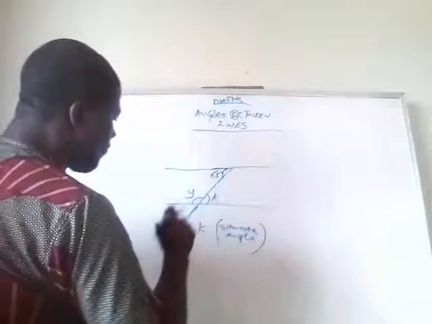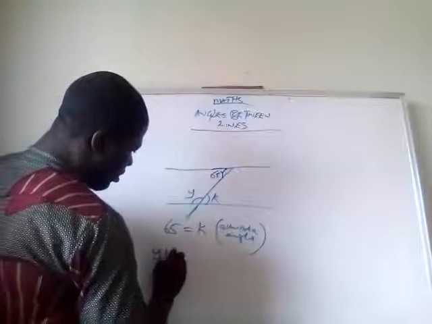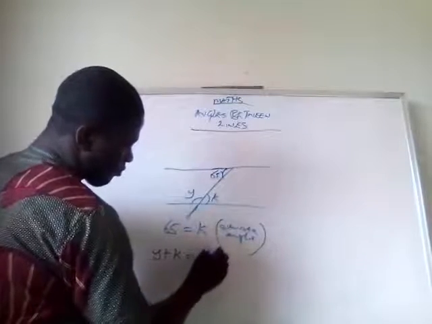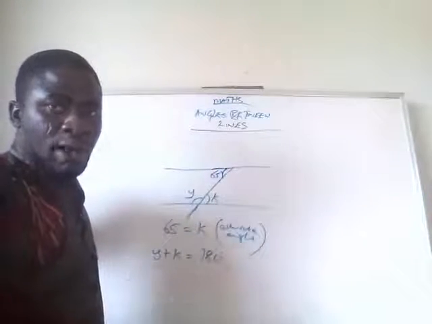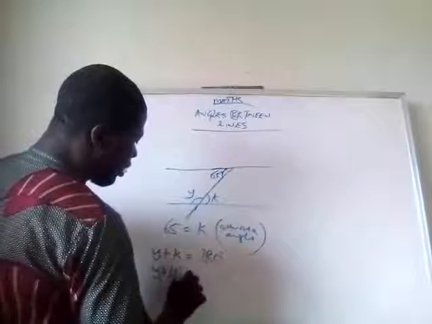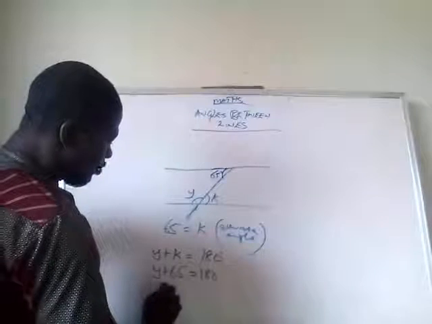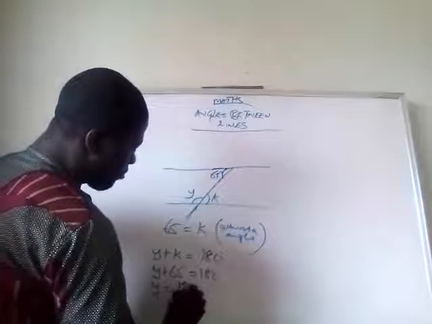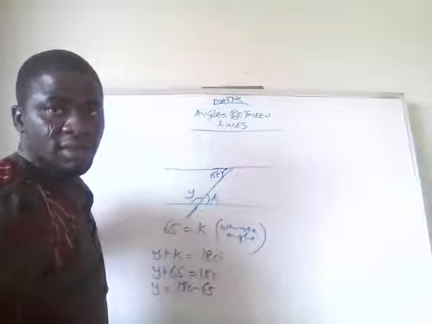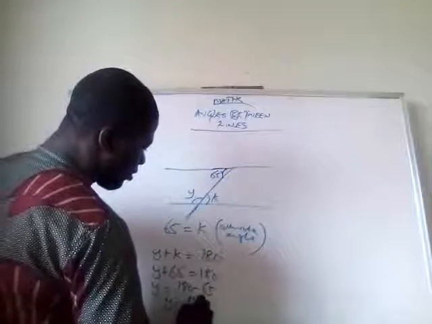So if you agree with me, let's go. You have y plus k equal to 180 degrees. But we have our k now as 65. So you have y plus 65 degrees equal to 180. Then when you collect like terms, you have y equal to 180 minus 65, and it will give me 115. So y will give me 115 degrees.